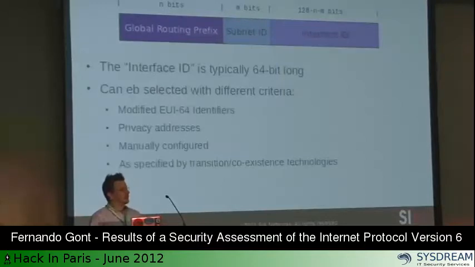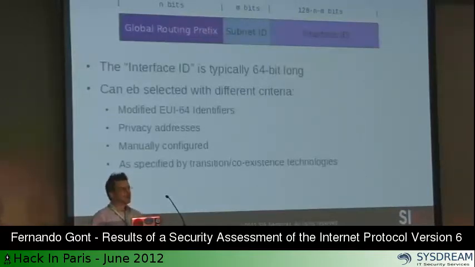The interface ID is typically 64 bits long, and probably one of the differences when you compare the interface ID to the IPv4 counterpart is that in the case of IPv6, you have different ways of selecting the interface ID. Probably because the interface ID is much longer, you have many more options than just assigning all the possible interface IDs consecutively.